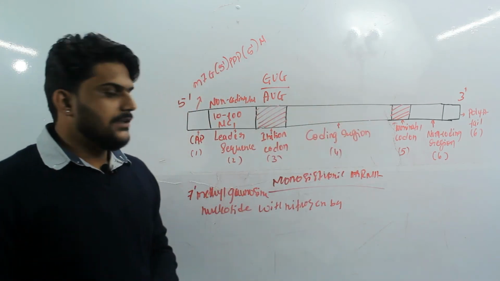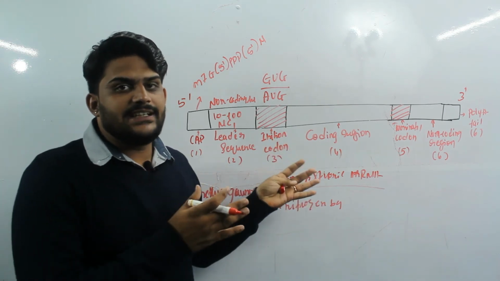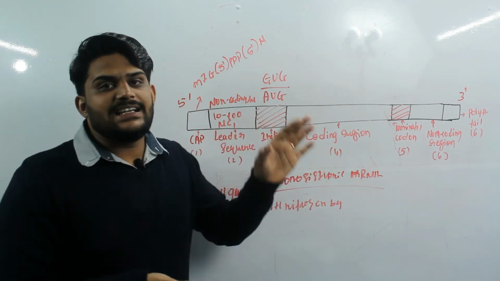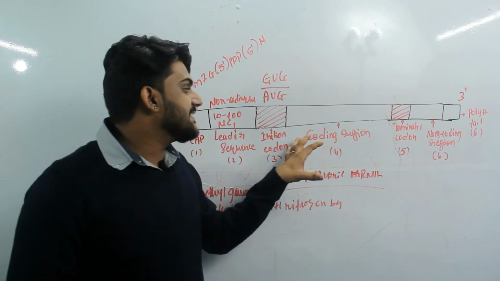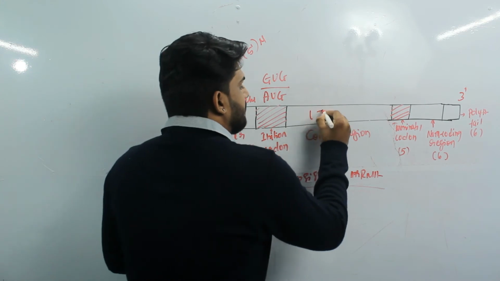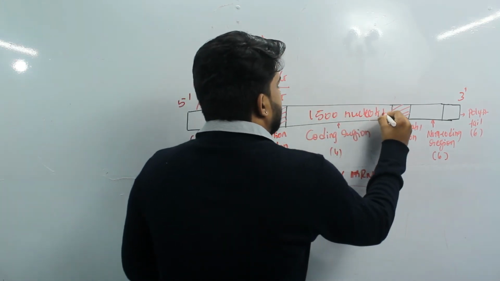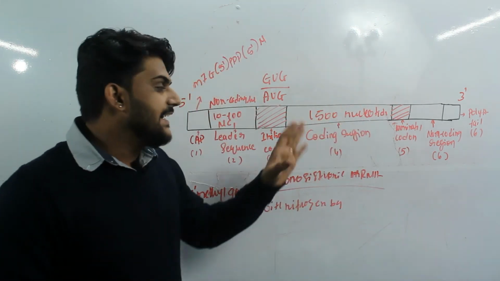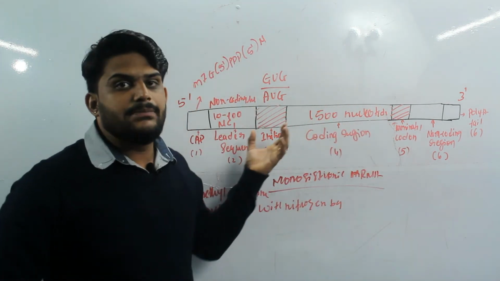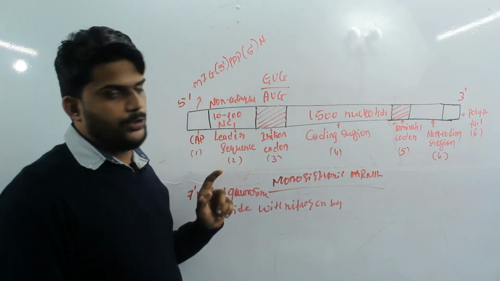Moving to the next position, that is the coding region. Here the main message which is transferred from DNA is present, and it has around 1500 nucleotides. In these 1500 nucleotides, there will be the message for the synthesis of a protein molecule.